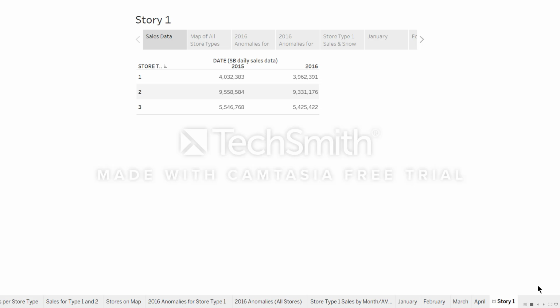The first thing we realized when we incorporated the data into Tableau was that for store type 1, the sales revenue for 2016 does not match the sales revenue that we were given from the balance sheet that they reported. So it's the first red flag. That gave us an idea to start looking into store type 1 more specifically.